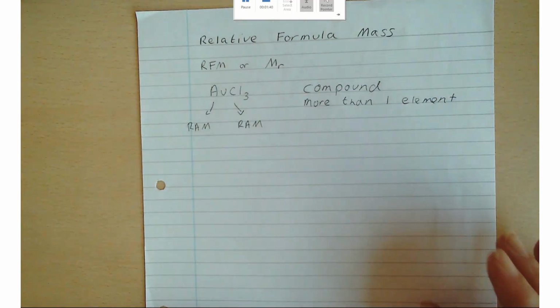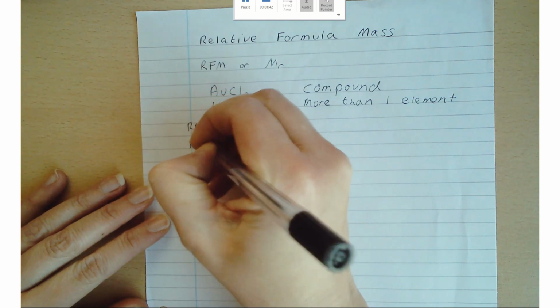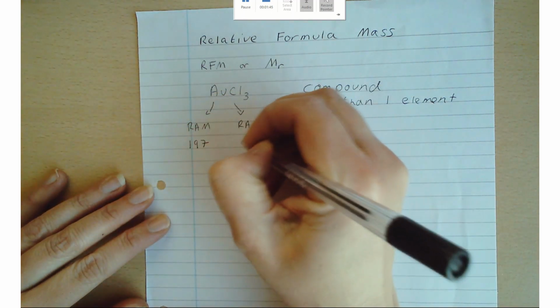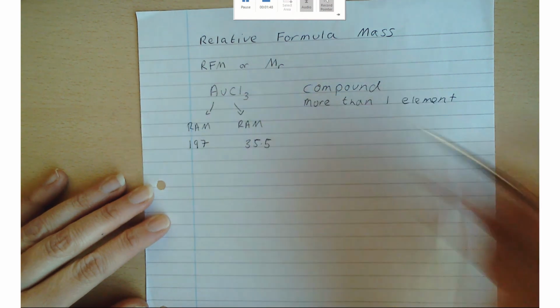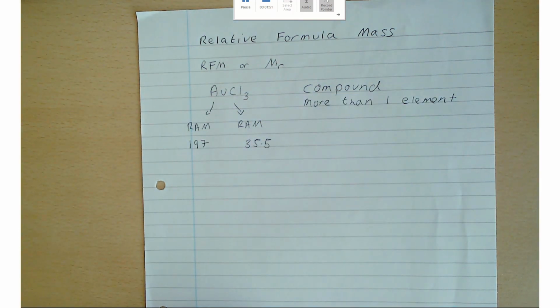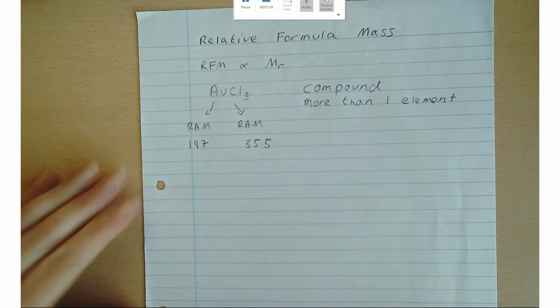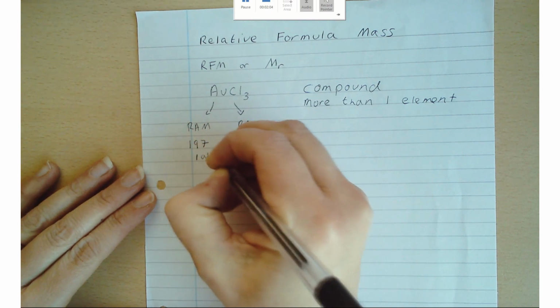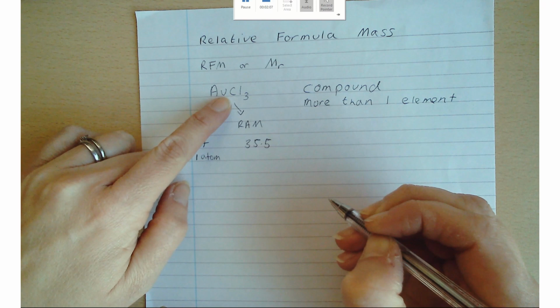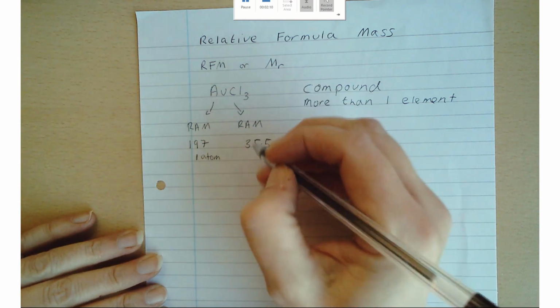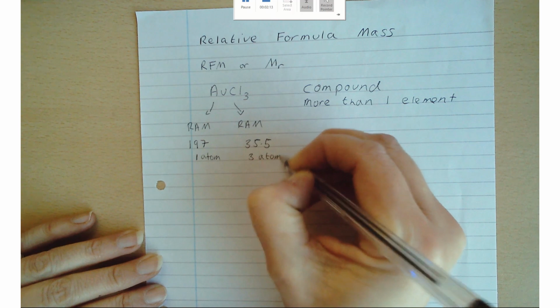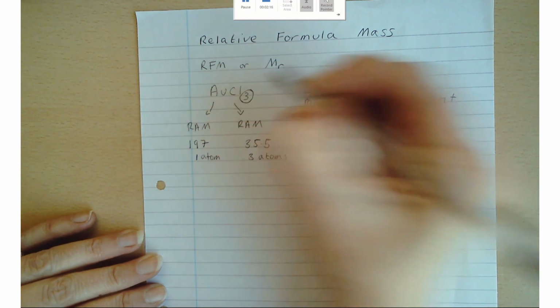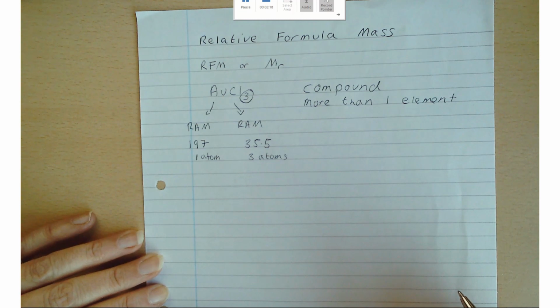So the first thing I need to do is write those numbers down, 197 and 35.5. The next thing I need to do is work out how many atoms of each element I have in my compound. So in gold chloride, I have one atom of gold because there is no number after the symbol. Chlorine, I have 3 atoms because there is a number 3 after the symbol Cl.